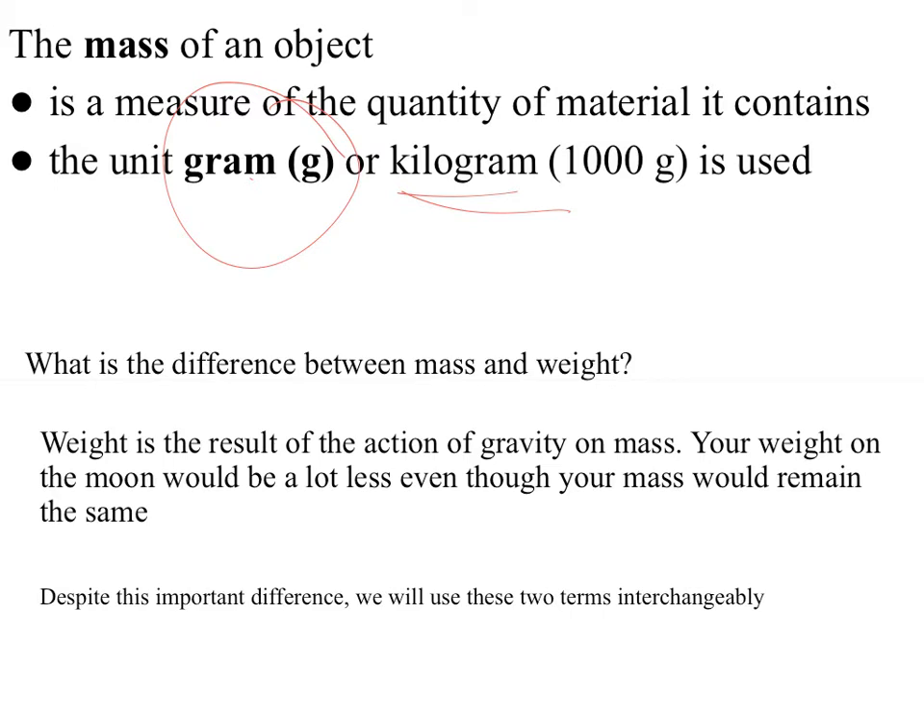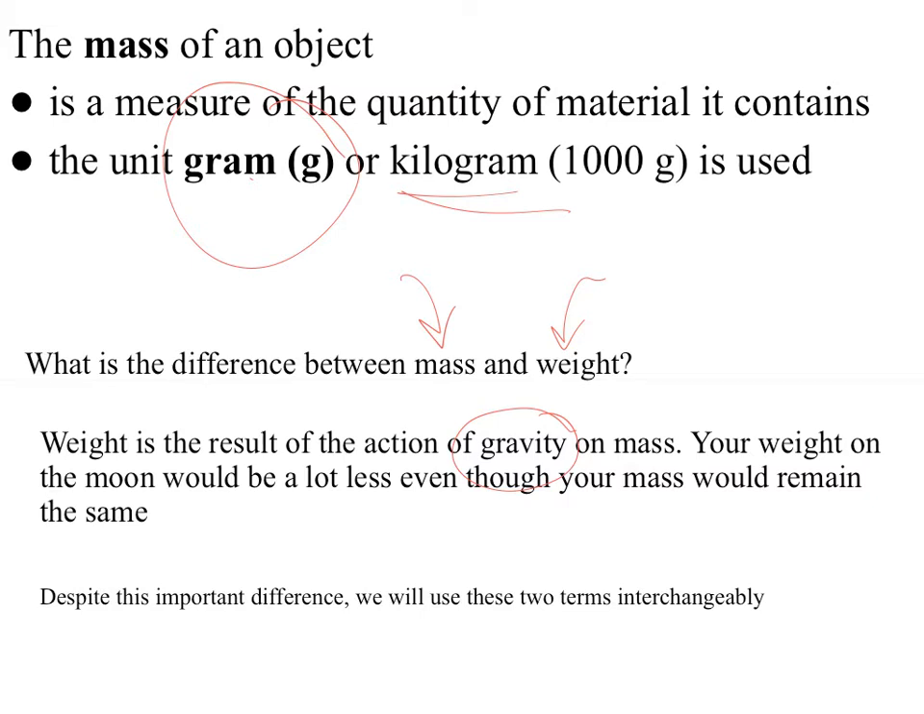All right, so here's a question for you. What's the difference between mass and weight? Everything has mass, but depending on where you are, the weight can change. That's because the weight is a result of the action of gravity. Your weight on the moon would be a lot less, even though your mass remains the same.